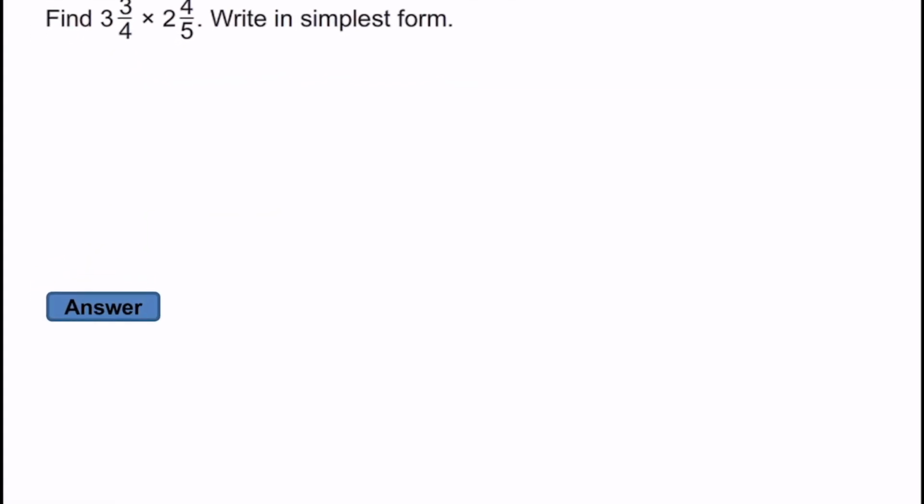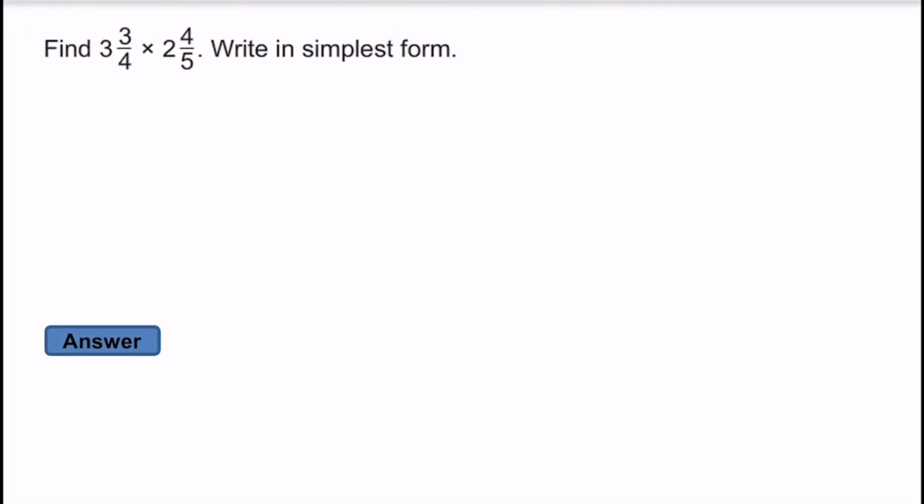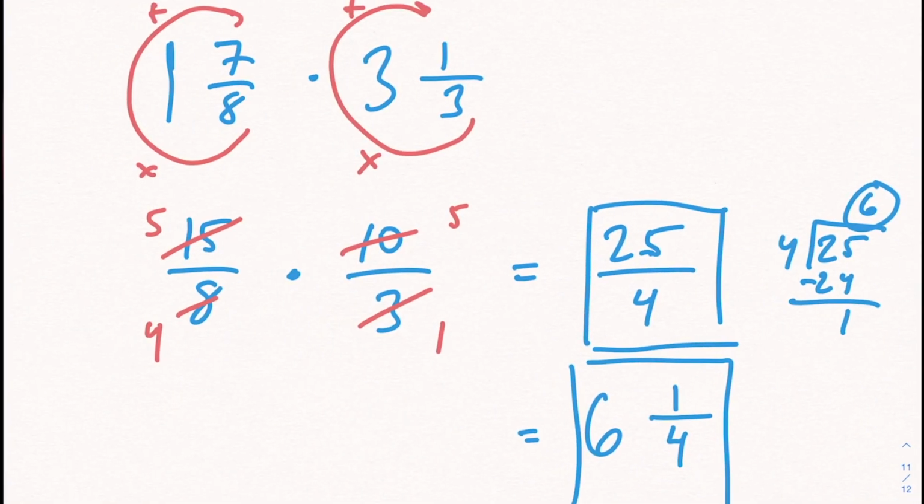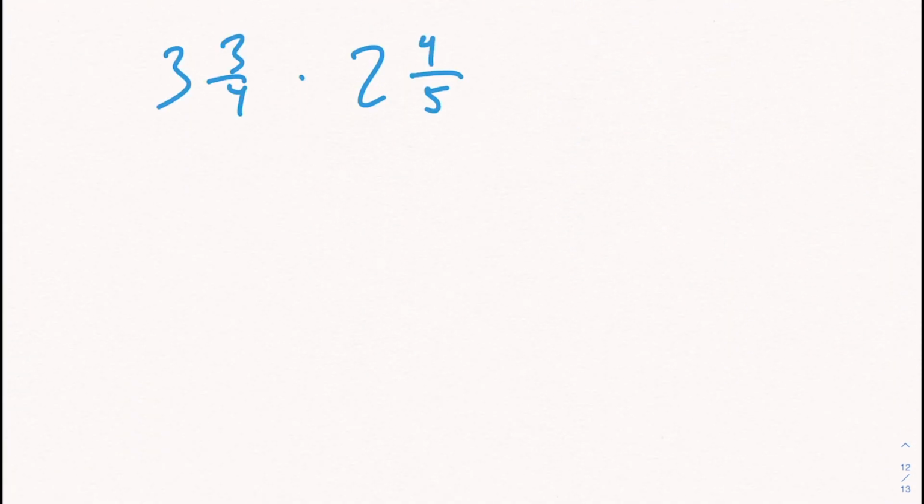Why don't you guys go ahead and try this one. Find 3 3/4 times 2 4/5. Pause it. Okay, so last example here, this is another mixed number times a mixed number. So I'm going to have to change this into an improper or common fraction. So 3 3/4 times 2 4/5.